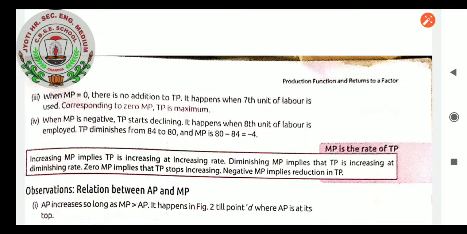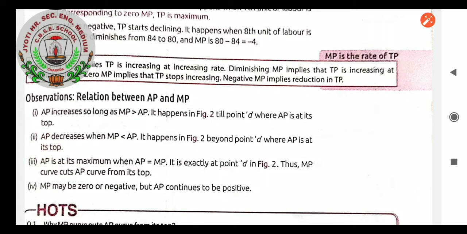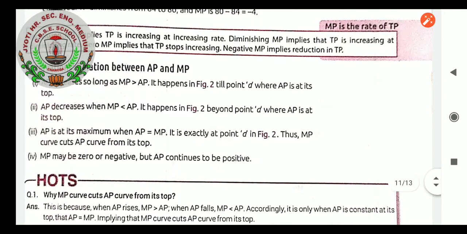Observation on the relation between AP and MP. AP increases so long as MP is greater than AP. It happens in figure number 2 till point D where AP is at its top. Average product decreases when MP is less than AP. Students, you have to remember these conditions. When AP equals MP, at that level AP is at its maximum. MP may be 0 or negative, but AP continues to be positive. It never becomes 0 or negative. So these are the relationships between AP and MP.